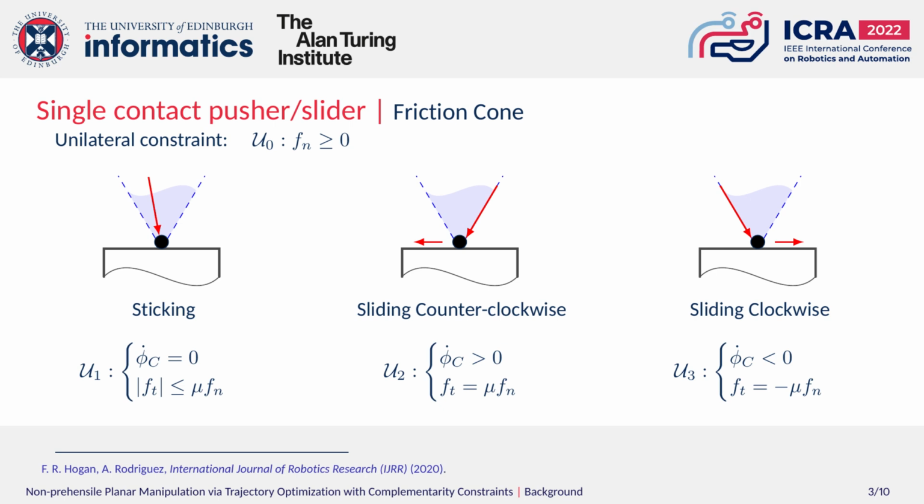For instance, the pusher can only apply positive normal forces. Other constraints depend on the contact mode. For example, the contact force will be within the friction cone if the contact is sticking, and on its boundaries if the contact is sliding.